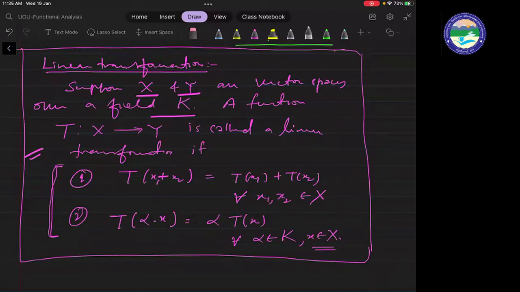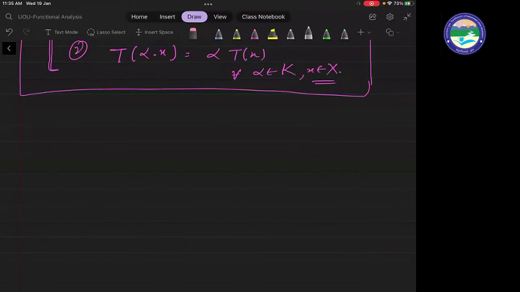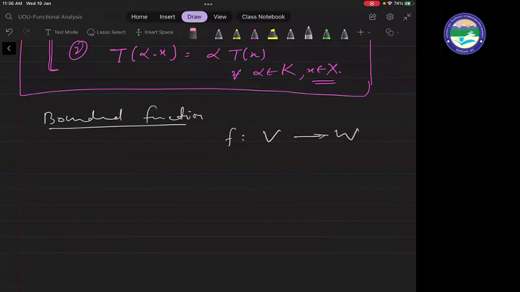Okay, पहले मैं आपको bounded functions बताता हूँ, वो क्या था, वो आपने क्या देखा था, तो कभी भी इन दोनों में confused मत होना, okay? So bounded function. Suppose we have a function f from a metric space, say V, to a metric space W. So V and W are metric spaces.